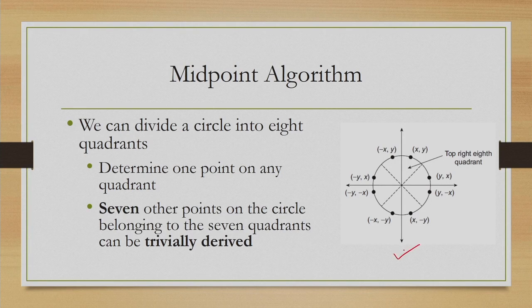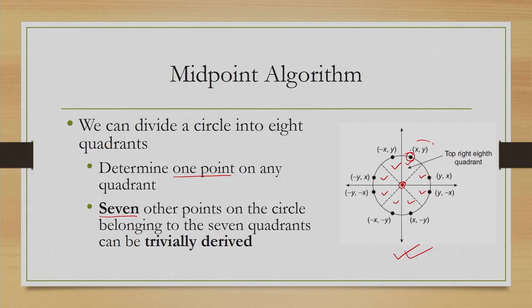If we look at this figure, we will see that this is the origin and the circle is around the origin. We can divide the circle into 8 quadrants. These are the quadrants, and if we determine one point on any quadrant, say this point, then we can determine 7 other points on the circle belonging to the 7 quadrants without much computation.